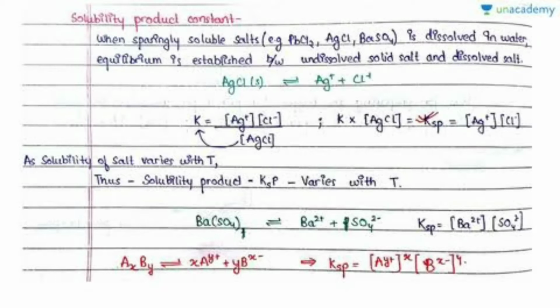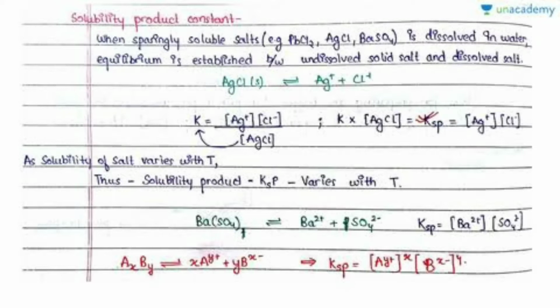The concentration of undissolved solid AgCl is constant. We may write concentration of AgCl is equal to a constant, which is denoted by K'. Substituting this value in the above equation, we get K is equal to concentration of Ag+ into concentration of Cl- divided by K'. Hence, K into K' is equal to concentration of Ag+ into concentration of Cl-.